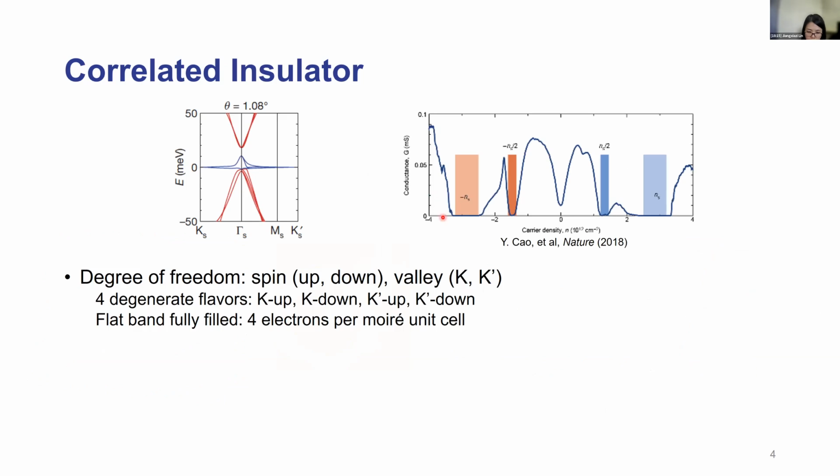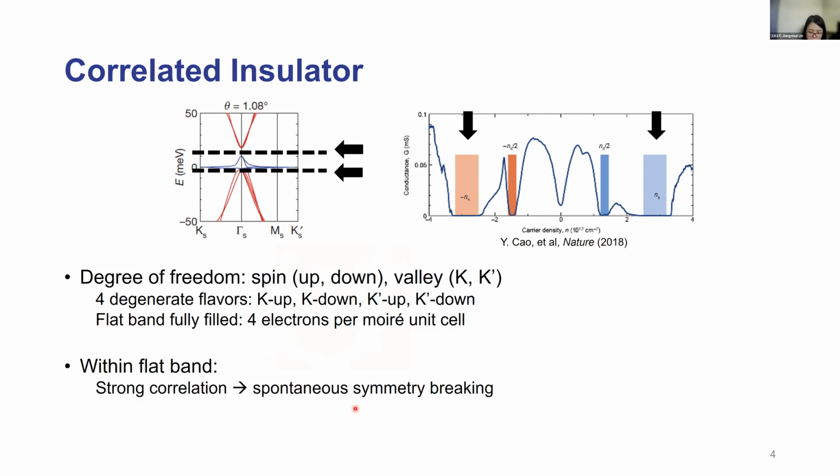Here shows the measured conductance as a function of doping. You can see these two large gaps correspond to full filling of this flat band. In this system, there are 2 degrees of freedom, the electron spin and the valley, K and K prime. Therefore, there are 4 degenerate flavors: K up, K down, K prime up, and K prime down. Therefore, at this full filling, the density corresponds to 4 electrons per moire lattice unit cell.